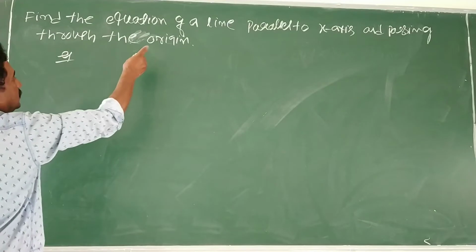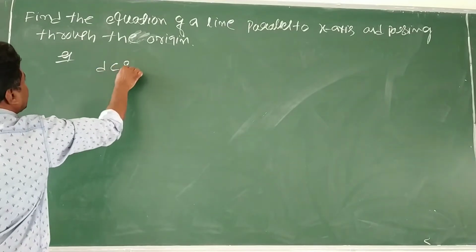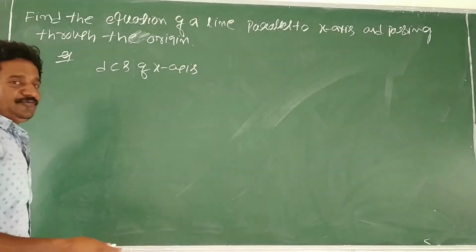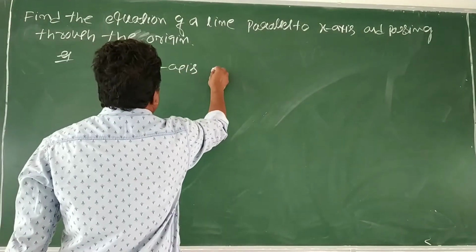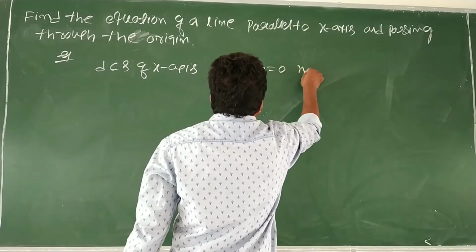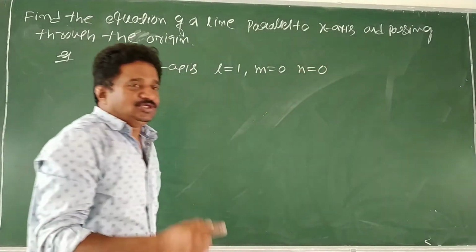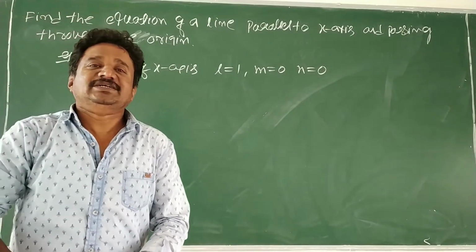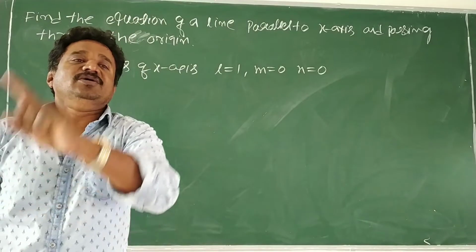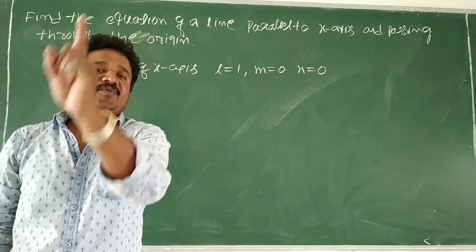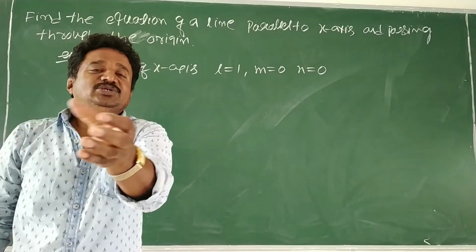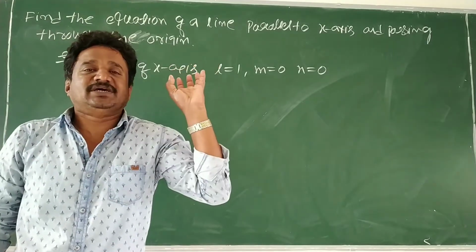Solution. So this is the x-axis. So l equals 1, m equals 0, n equals 0. Right? This you know very well. We discussed this. What are the DCs of the x-axis? 1, 0, 0. DCs of the y-axis? 0, 1, 0. DCs of the z-axis? 0, 0, 1. This we already discussed in the previous classes.